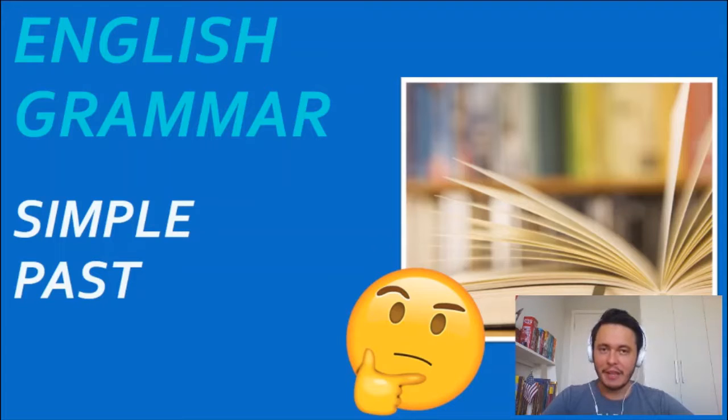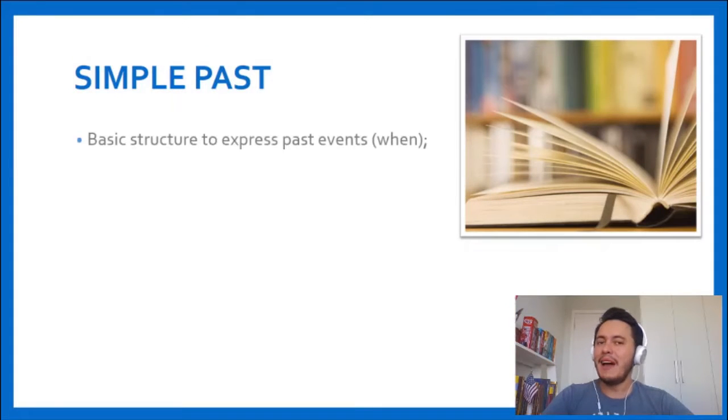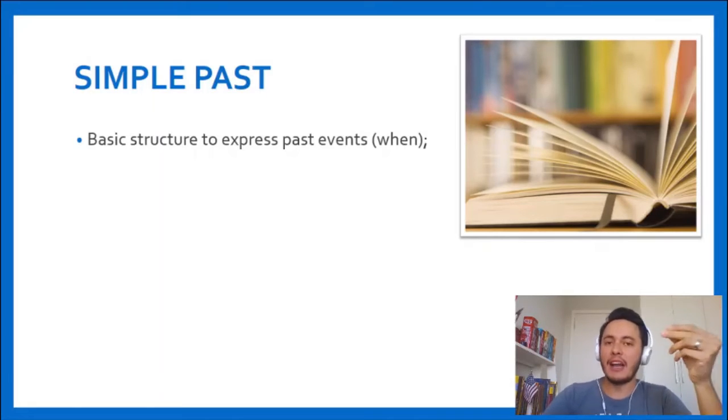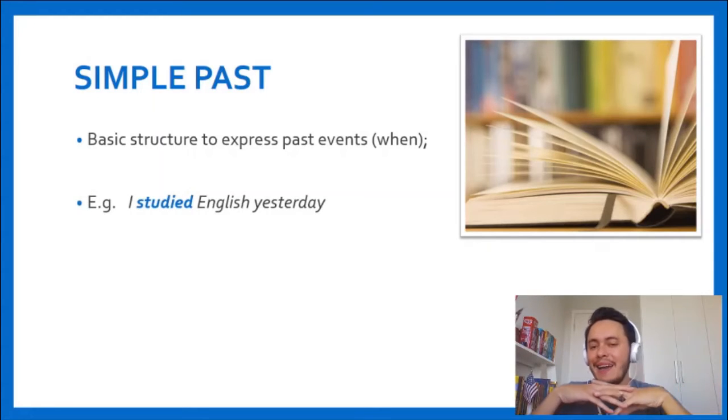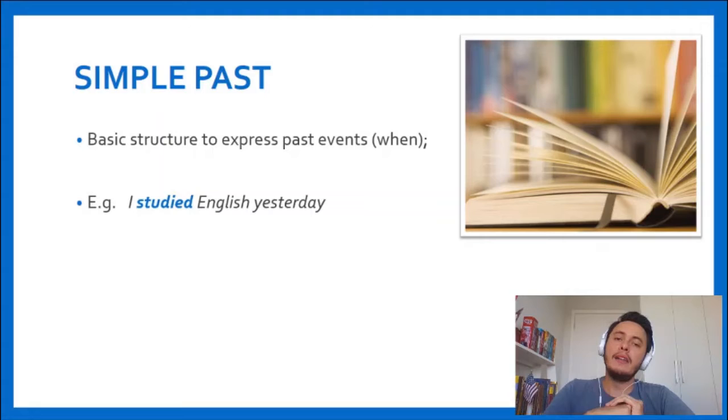I'm your teacher Felipe, and today we're going to be taking a look at the simple past. So guys, the simple past is the most basic structure to talk about the past, and it's usually followed by when this action or this event happened. So for example here, I studied English yesterday. So you can see here the verb study is in the past, is studied, and English yesterday. So you have this when this happened, all right?